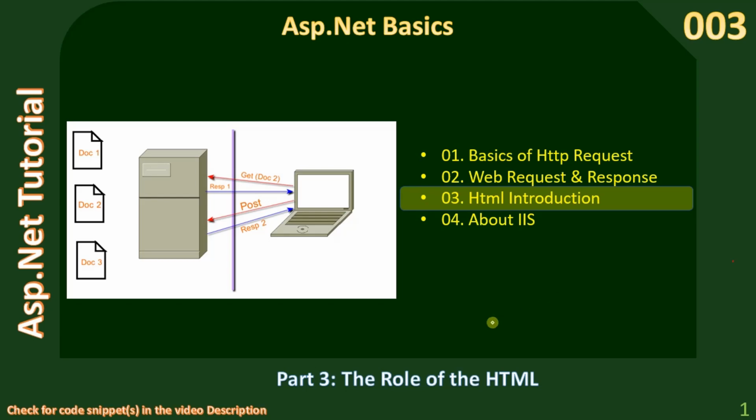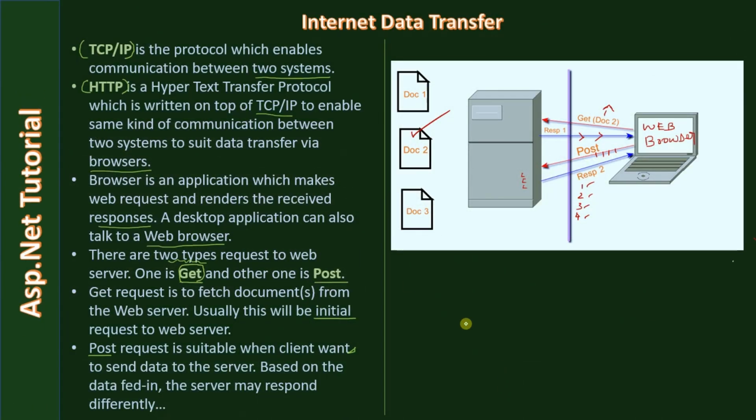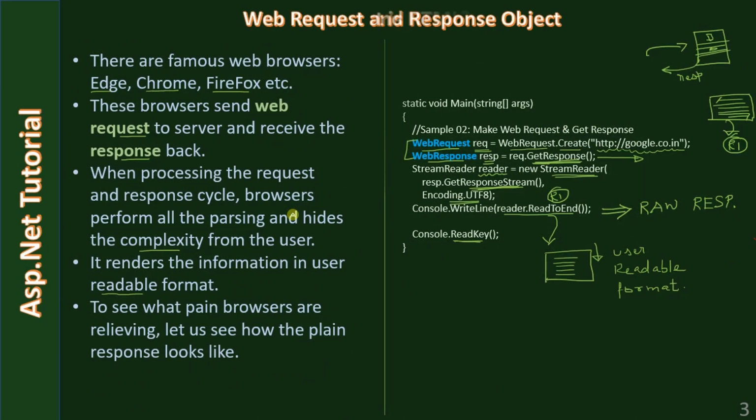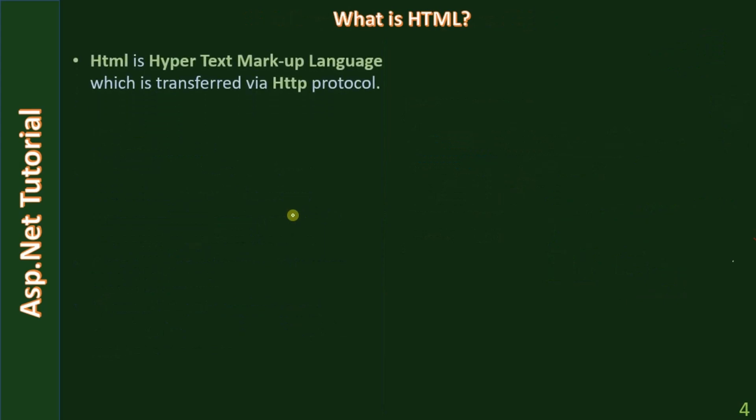In this video, we will look at the role of HTML. HTML is a hypertext markup language which is transferred via HTTP protocol. We know that HTTP protocol is built on top of TCP/IP protocol. And the purpose of this HTTP protocol is to transfer the HTML. HTML stands for Hypertext Markup Language.